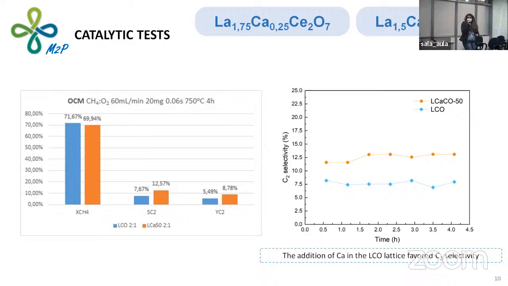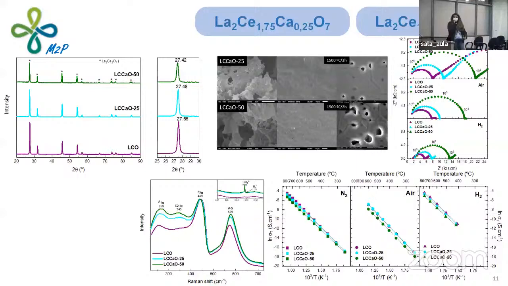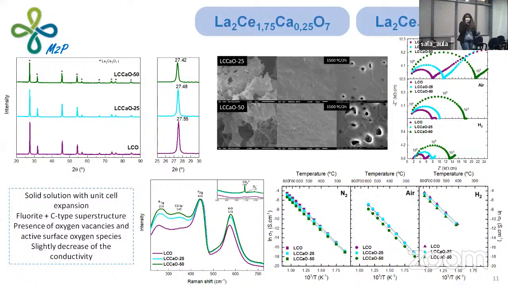This is our second group of samples, where calcium is substituting cerium. And we also obtained solid solutions, but with a unit cell expansion and a mixture of phases, a fluorite phase and C-type substructure phase. The C-type substructure, we could see this band formation in Raman spectra, and also see the presence of oxygen vacancies and active surface oxygen species that could favor the OCM reactions. And in the impedance spectra, we could see a slight decrease of the conductivity in the three different atmospheres of analysis.